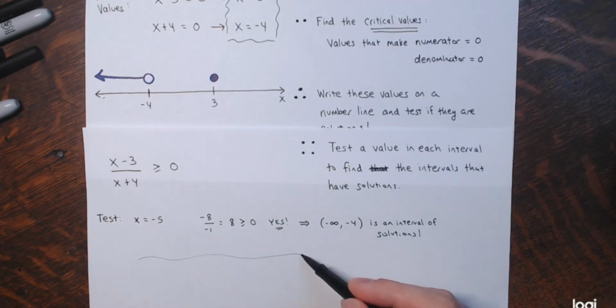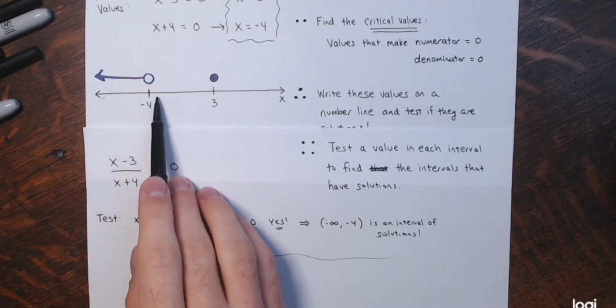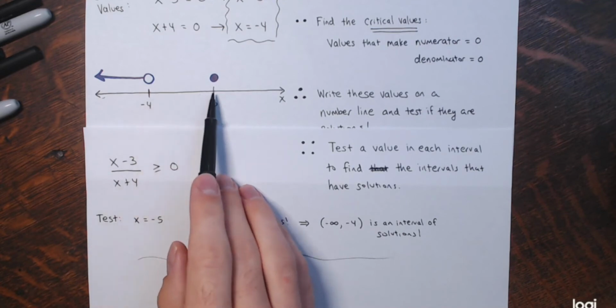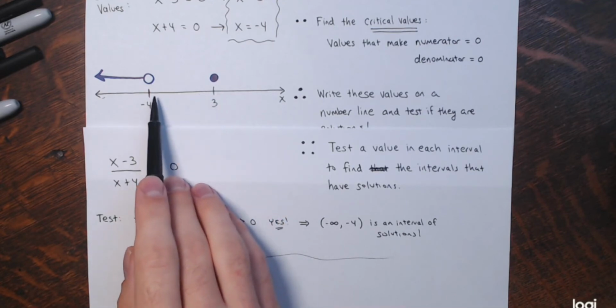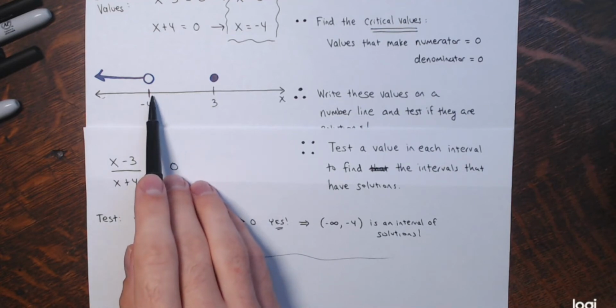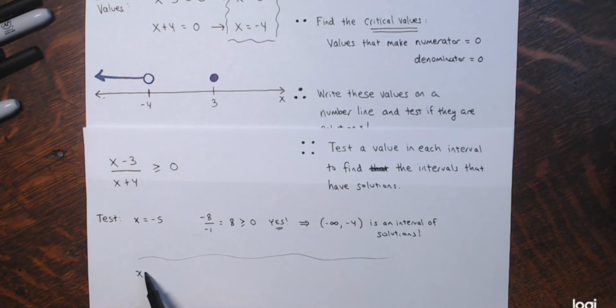Okay, well, what about the next interval? That was to the left of negative 4. The next interval is between negative 4 and 3. So I could plug in negative 3, negative 2, negative 1, 0, 1, 2, or negative 3.5. 0 is a nice one. How about x equals 0?